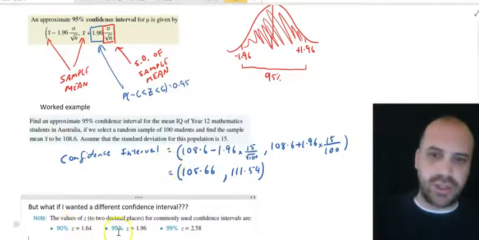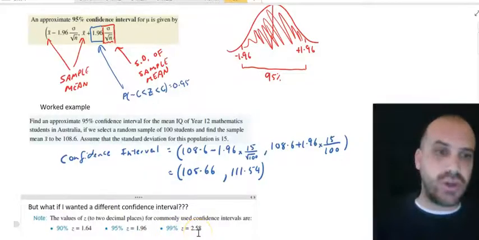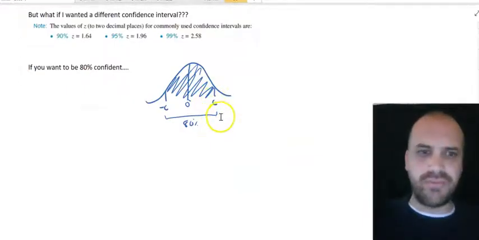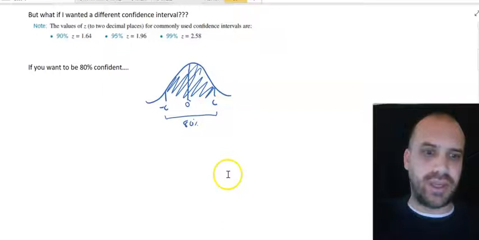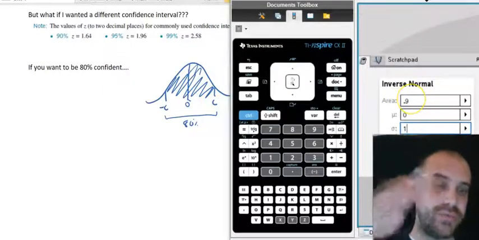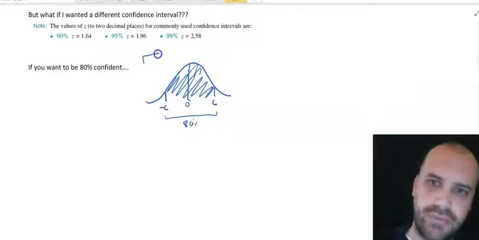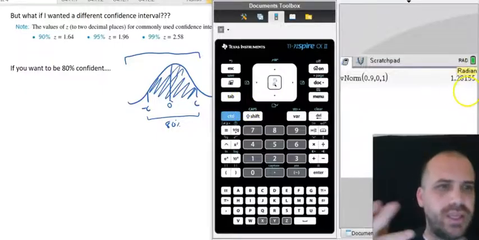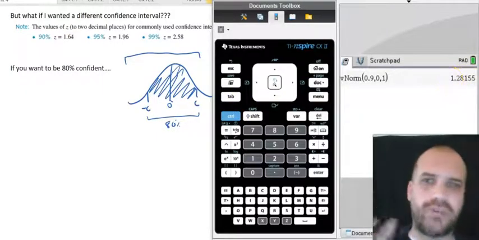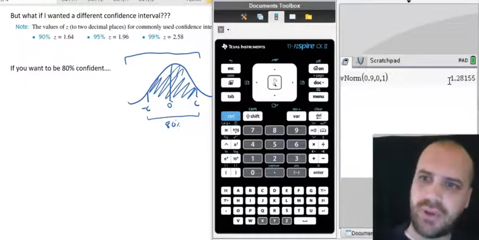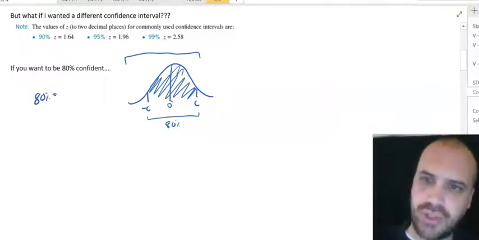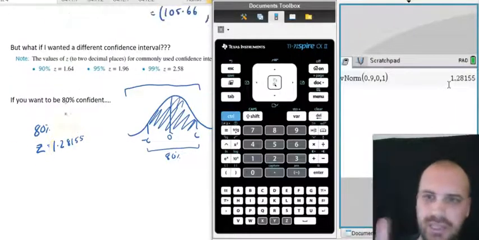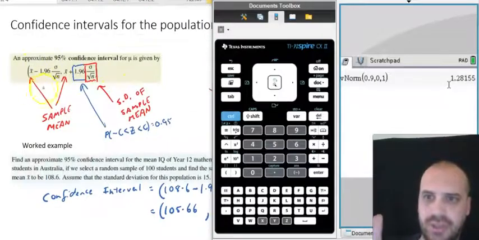But, okay, these are the common ones, but what if you wanted to be even less confident? What if you wanted to be 80% confident? If you want to be 80% confident, you just need to be finding that C value right there. On my calculator here, I use an area of 0.9 because it always starts from the left, so I'm going all the way from there to there. And so that's a 90% there. And the number I get is 1.28155. So along with these numbers here, if I wanted to be 80% confident, I would use that number. All right, that's all there is. I won't bother doing a question where I do that because it's literally just plugging numbers into this formula.